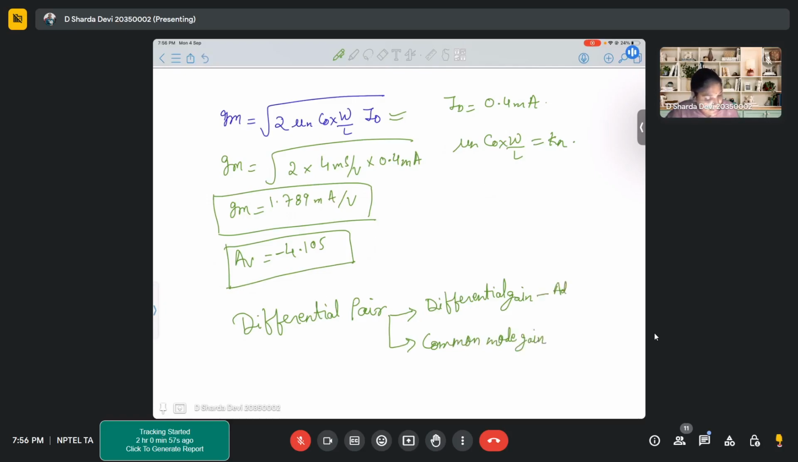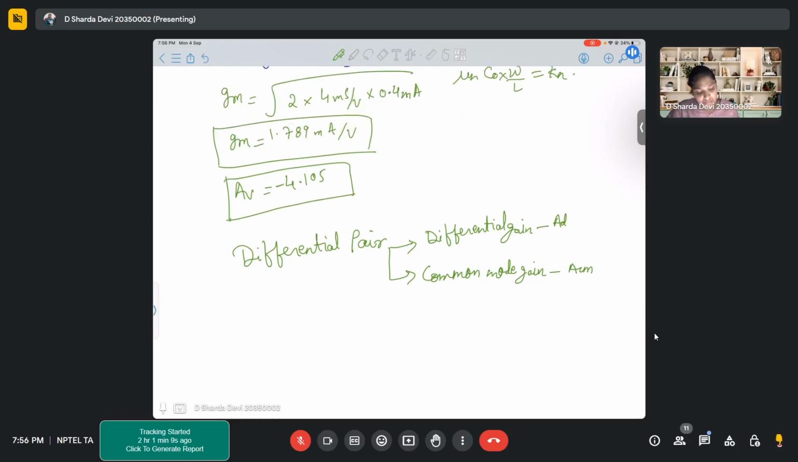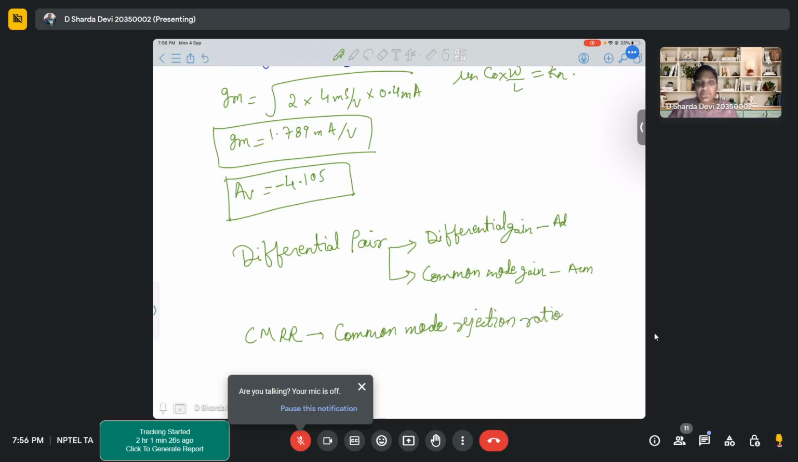Differential gain is denoted by AD, common mode gain is denoted by ACM. So there is a very critical figure of merit that needs to be considered in case of differential pair. It is CMRR, which is known as common mode rejection ratio. So the ultimate purpose of your differential pair is to reject the common mode signal. The best differential pair is the one which can reject the maximum common mode signal out of it.